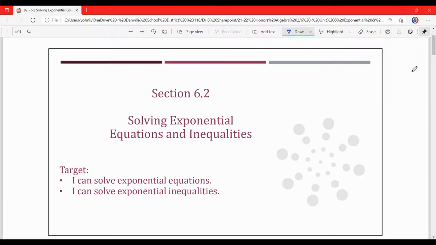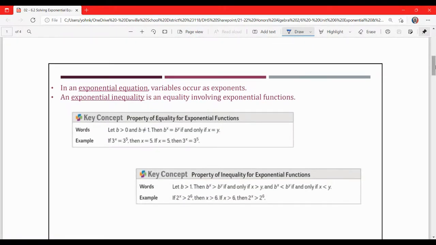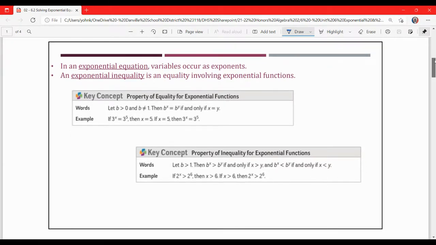Hey kids, welcome to section 6.2, solving exponential equations and inequalities. Today we're going to learn how to solve exponential equations and exponential inequalities. In an exponential equation, variables occur as exponents. An exponential inequality also involves exponential functions.